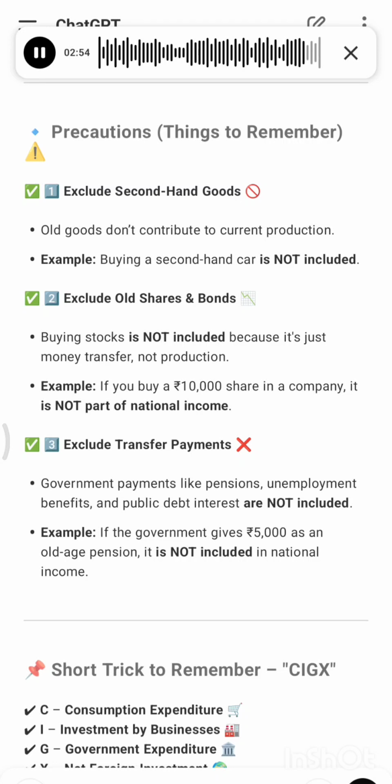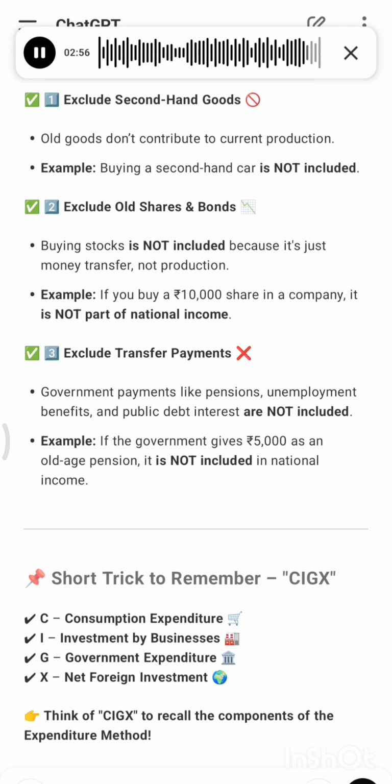Short trick to remember, CIGX. C, consumption expenditure. I, investment by businesses. G, government expenditure. X, net foreign investment. Think of CIGX to recall the components of the expenditure method.